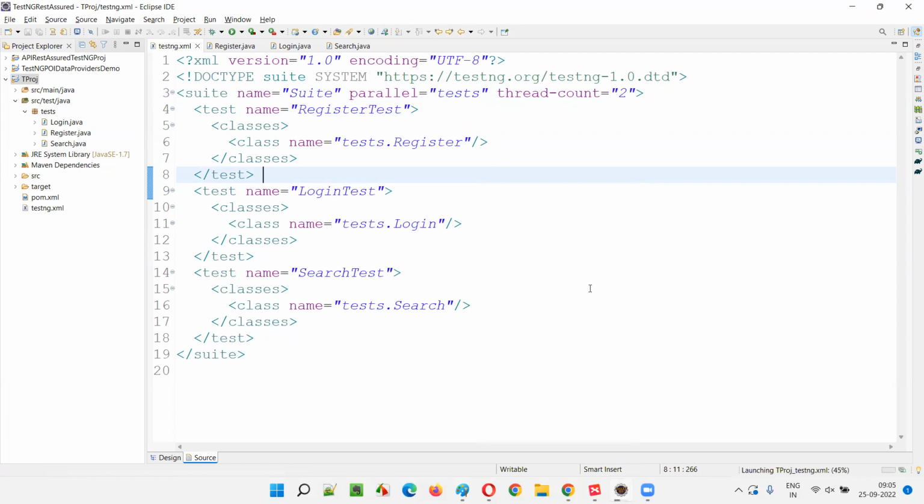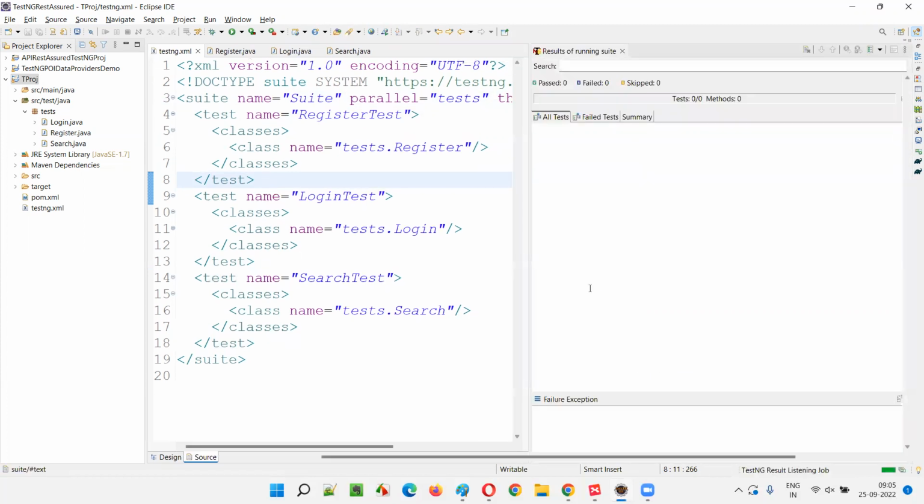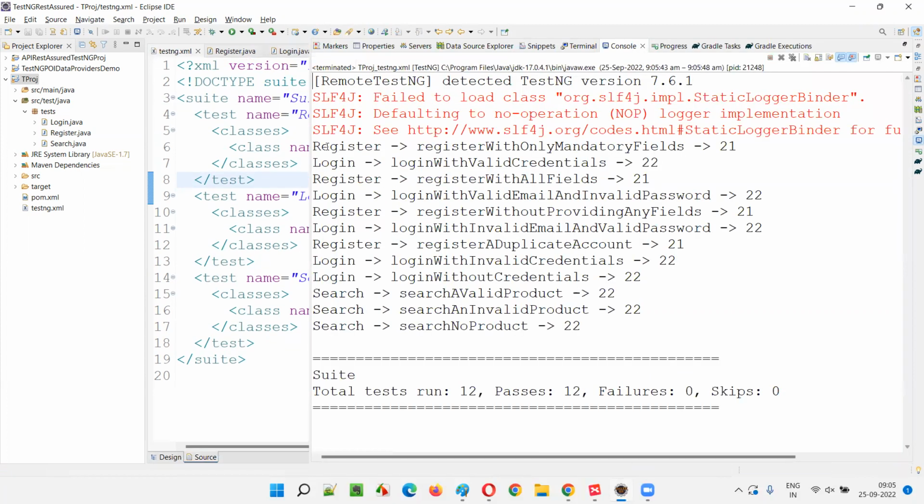Run as TestNG suite. You see first, register has occupied thread 21, the thread having ID 21. Login has occupied 22. Only two tables are there, table 21 and table 22. Now after the first register method completed, the same 21 is taken by another test method of the register test. Then login has taken 22, again 22. After this 22 is completed, the next method has again taken 22.